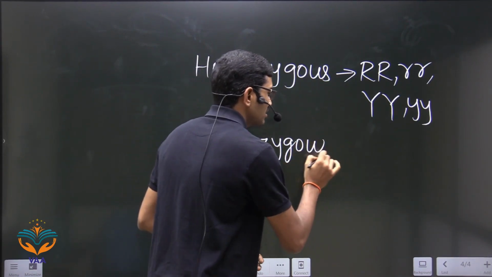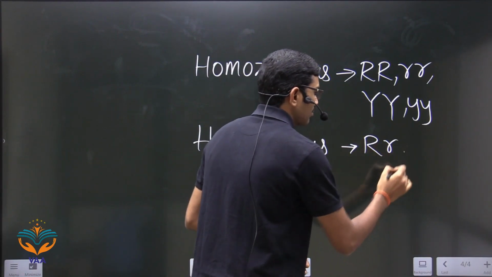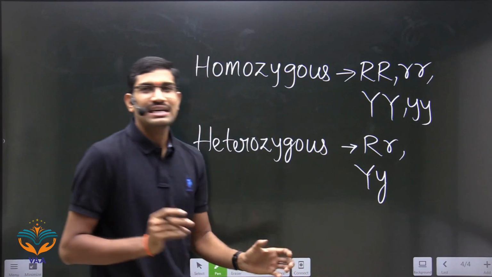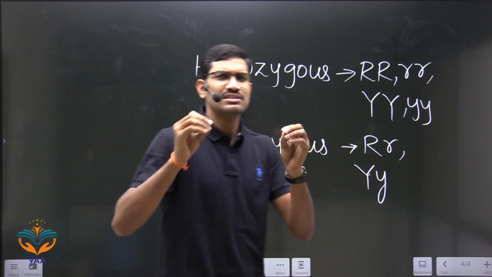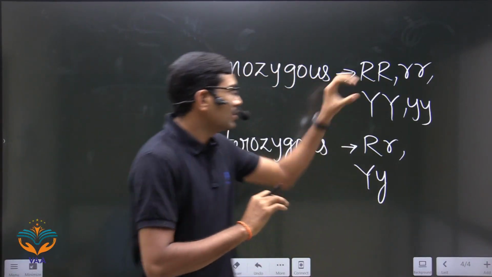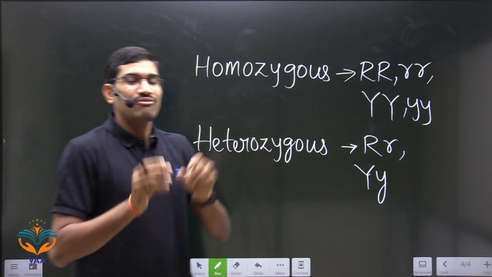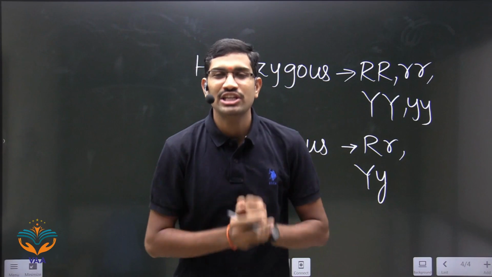Heterozygous means, how will we write it? Capital R, small r for one particular gene. For another one it will be capital Y, small y. That's it. This is the simple observation that we need to do, whether it is homozygous or heterozygous. So independently for each gene we need to observe.